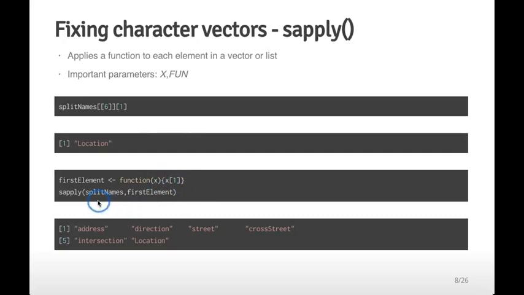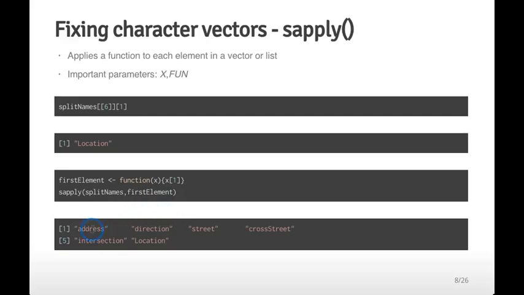So then what we can do is apply that function to every element of the list. And so what we do is we apply the sapply function to the split names, that was the list that came out of strsplit. For each element of that list, we apply the first element function. It applies this first element function to that list and selects out only the first element of the character vector.